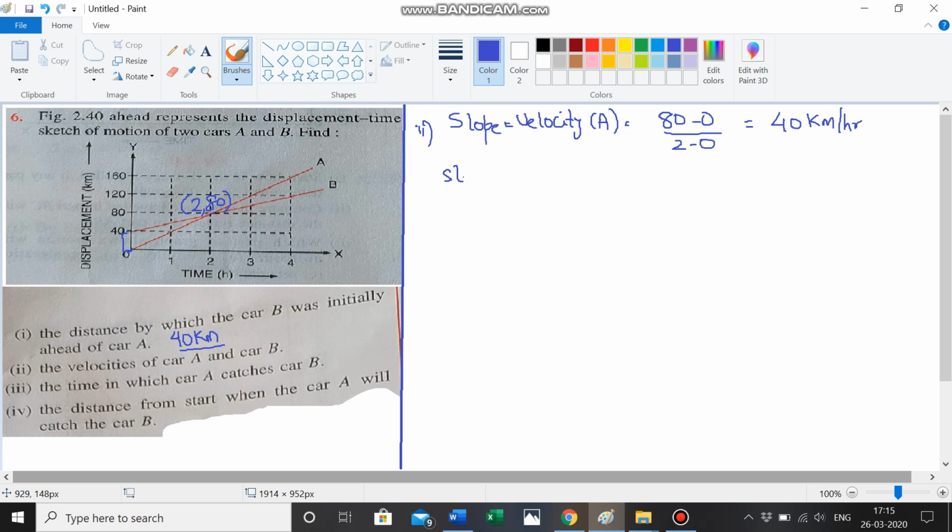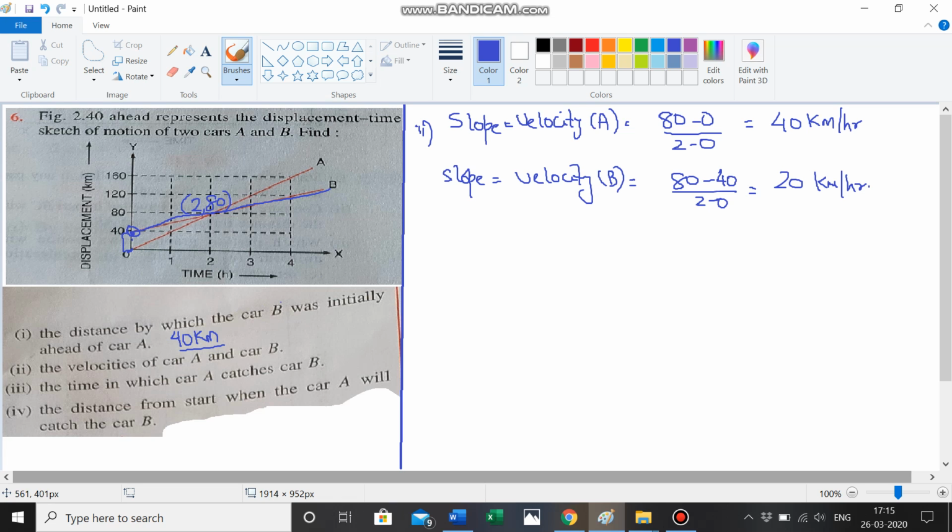Now let's calculate for B. Slope, which is equal to velocity for B, will be equal to, again 80 minus, but for B this is x2 y2 and this point is x1 y1, because this is the curve for B. So 80 minus 40 upon 2 minus 0, which is 40 upon 2, which is 20 kilometer per hour.